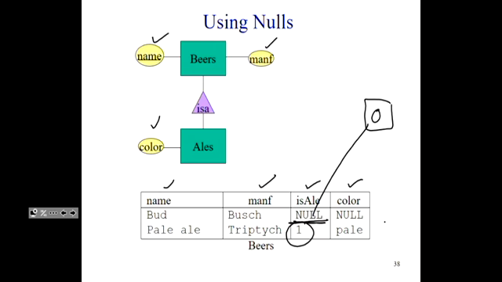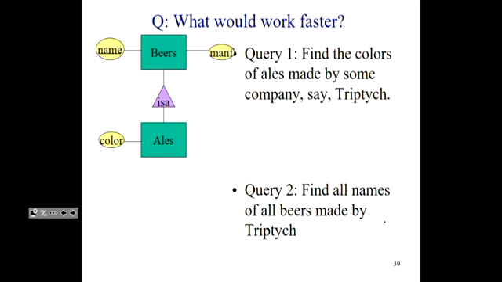Okay? All right, so now let's talk about some queries. Let's say I wanted to find the colors of ales made by some company, let's say Triptych. So this is a manufacturer. So how would I do this?